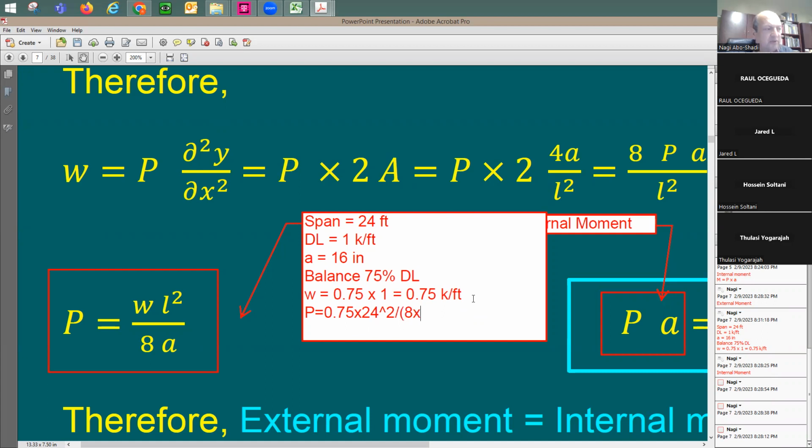How much is A that I need to use here? 16 divided by 12, yeah, thank you very much. Yeah, 16 divided by 12. And this is exactly what I was talking about. You've got to be careful about units, because you'd like to put everything in feet. Why? Because this 24 was in feet, and this 16 is in inches. So maybe you'd like to put everything in feet. How much is that? How much force do I need?